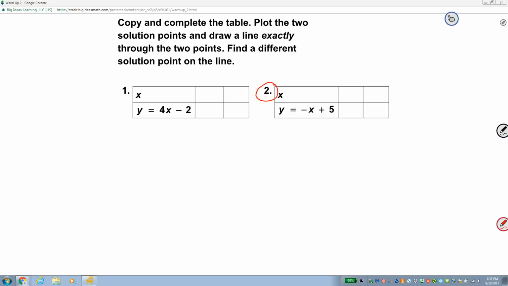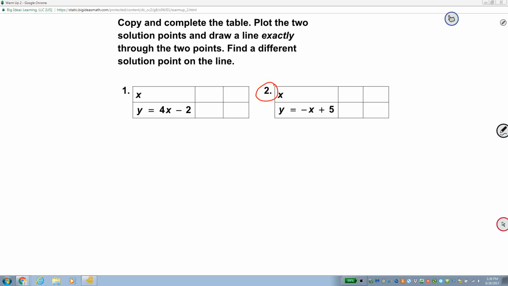Wait, what's that negative sign? Is that just what you do or what is that? It's negative x plus 5. Okay, negative 1 times 1 would be negative 1. Yep. Yes, so it's kind of like negative 1 times x. Yes, it should be right.